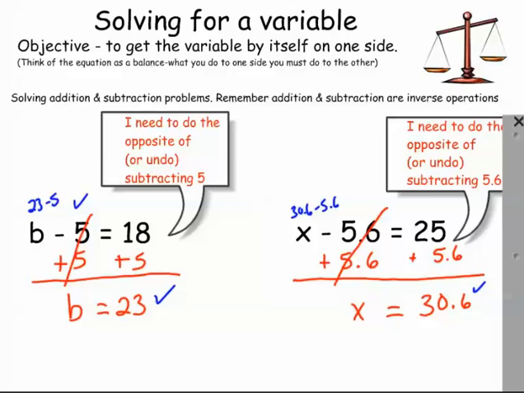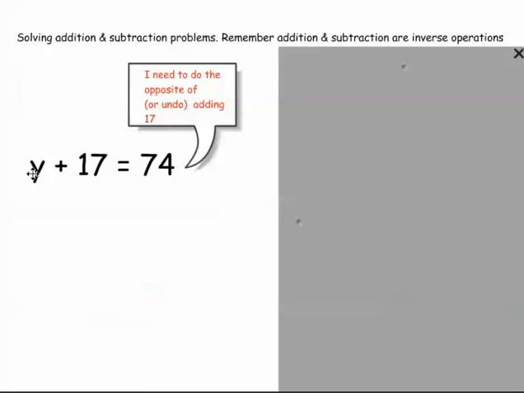Let's move to addition. All right, so if I have y plus 17 equals 74, I need to be asking myself, I want to get y by itself, so how do I get rid of this plus 17? How do I get rid of it? Well, I want to do the opposite of adding. So the opposite of adding is to subtract. So I'm going to subtract 17. You don't have this on your paper. You're just watching right now.